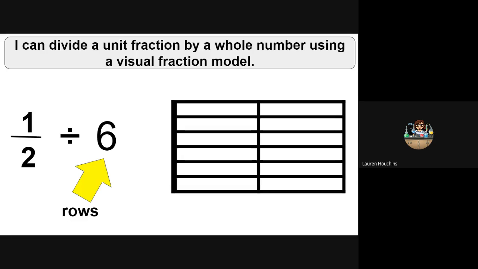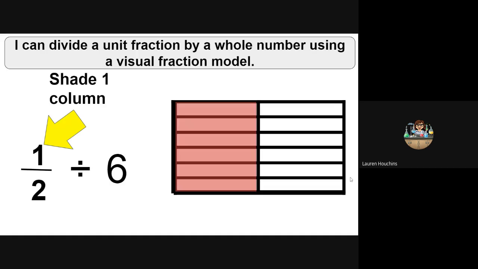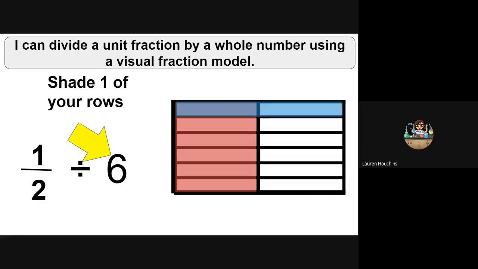Then the numerator tells us how many columns we need to shade. And since it is a 1, it's a unit fraction, we only shade one of those columns. And then we also just shade one of our rows. It doesn't matter which column, it doesn't matter which row that you shade, because the answer is still going to remain the same.